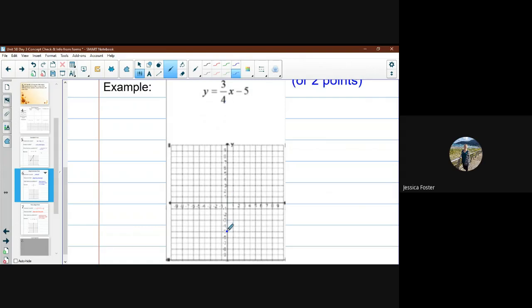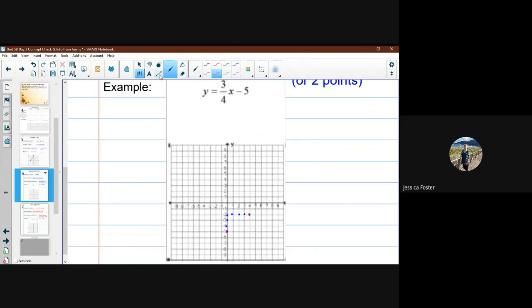So I'm going to go up 3, 1, 2, 3. I'm going to go over 4, 1, 2, 3, 4. So those are the 2 points that I should be going through on the end there. Let me mark those in red so you can see them. This point and this point, if you wanted to, you could do that again, count up another 3 and to the right 4.